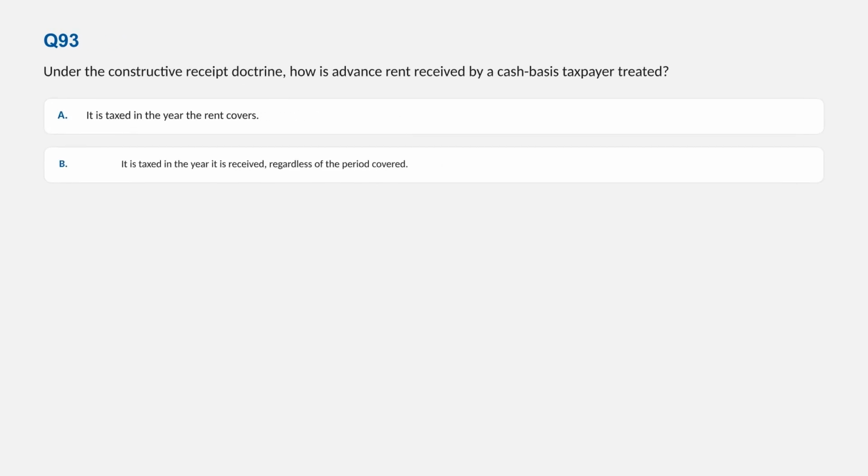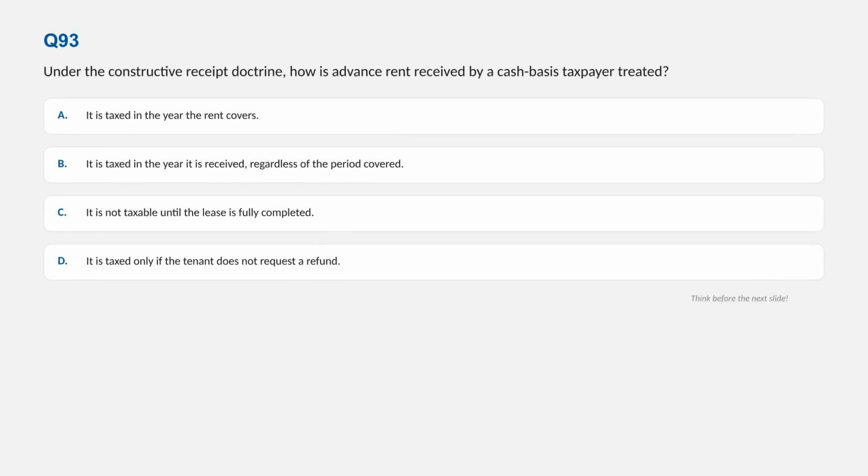Alright, let's move to question 93. Under the constructive receipt doctrine, how is advance rent received by a cash basis taxpayer treated? A. It is taxed in the year the rent covers. B. It is taxed in the year it is received, regardless of the period covered. C. It is not taxable until the lease is fully completed. D. It is taxed only if the tenant does not request a refund.